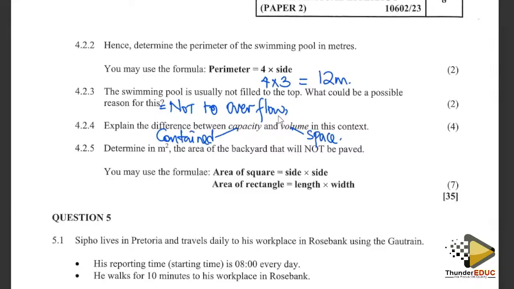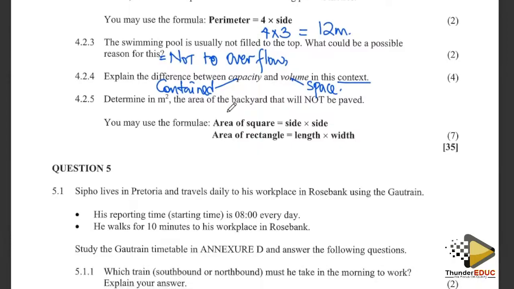The space available. Now here, in this context, we shall say capacity, it was the word, how much water can the swimming pool take? You get that? Then volume would be how much space does the swimming pool take when it has no water, how much space is it? You understand? Okay.